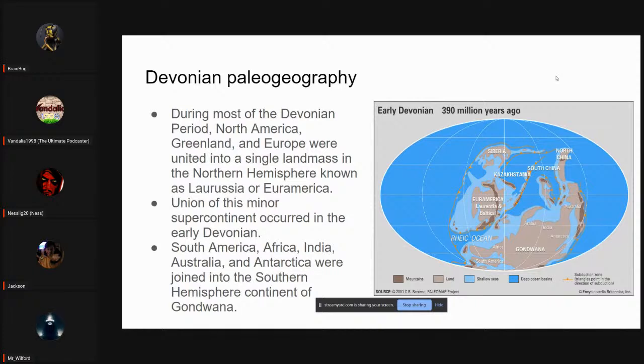Anyways, but the union of this supercontinent took place pretty early in the Devonian. Right at the very start of the Devonian, it wasn't fully formed, but then it quickly came together, and so you started getting those mountain belts that cut right across it due to the tectonic collisions. And then down in the south, you had South America, Africa, India, Australia, and Antarctica joined into Gondwana.